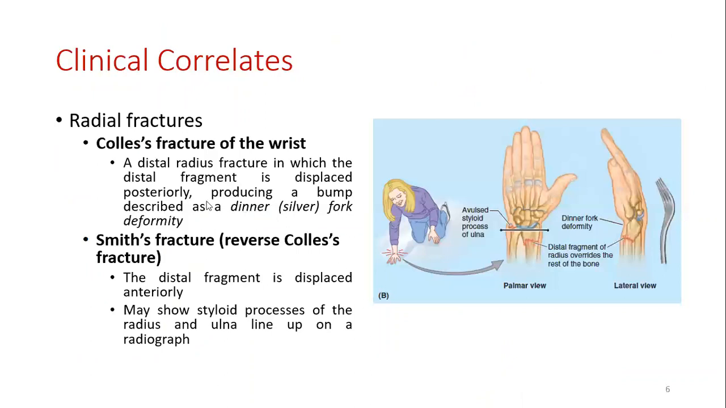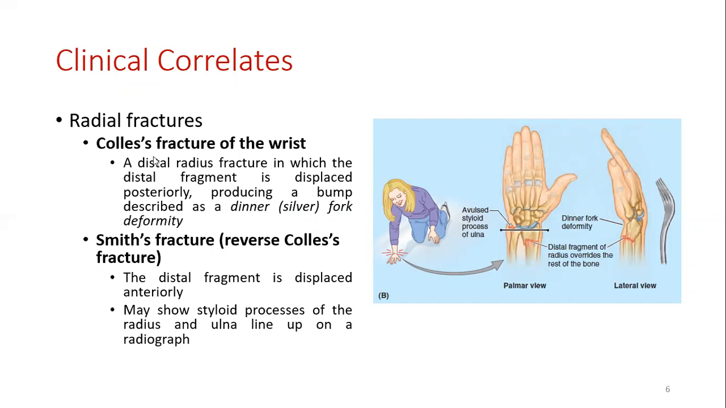Oh, speaking of, so Colles versus Smith. Colles is the most common of the two, and it's actually one of the most common fractures of your upper limb. So when you have a Colles fracture, this is one of the fractures you can get when you fall on your outstretched hand. That's also known as a FOOSH injury. So falling on our outstretched hand, you can get a lot of different fractures. This is one of the more common ones.